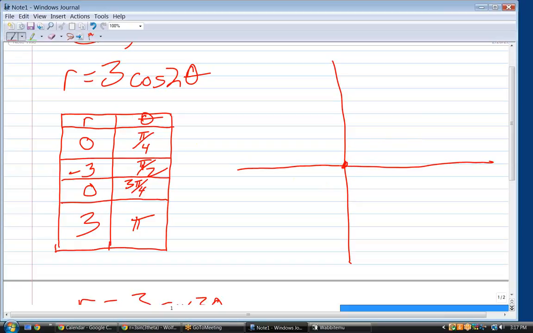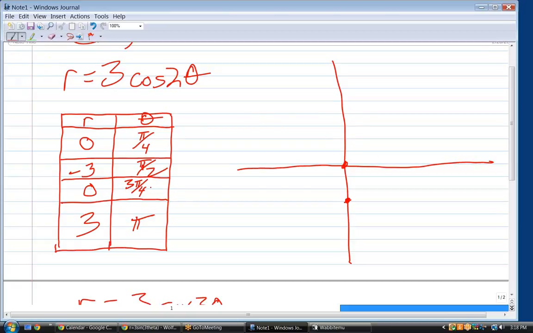That's the first point. At pi over 2, that's a vertical line. So that's the angle, pi over 2, but it's going to go in a direction of -3, so it's going to go all the way down to there. So there's our next point. In other words, when you get a negative r, you just go in the opposite direction. You with me? Yeah.